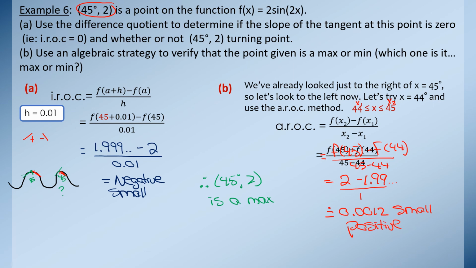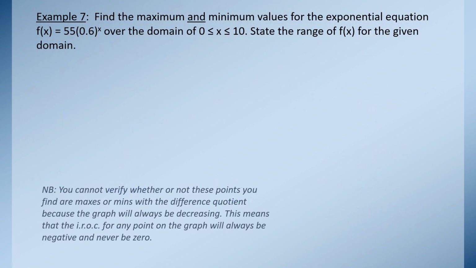Last example. So here's our last example. We're looking for the maximum and minimum values of an exponential. We haven't done exponentials for a while, so I'm just going to review with you a little bit about exponentials. The parent function exponential is 2 to the power of x. 2 to the power of x looks like this. It's always going up, right? 2 to the power of x. But our base is a 0.6.